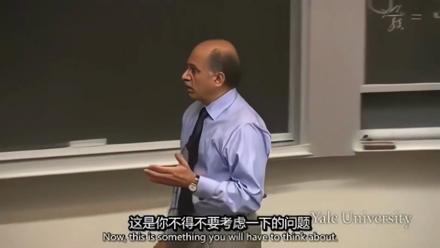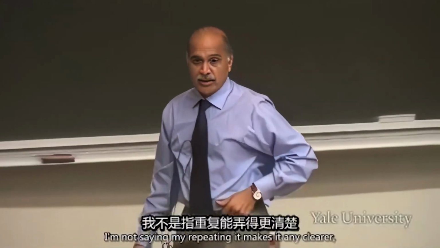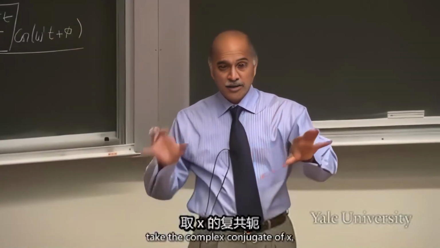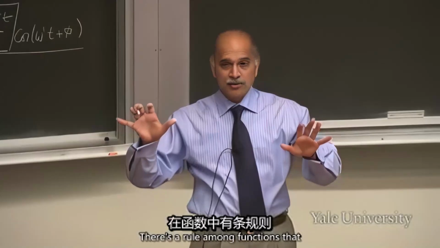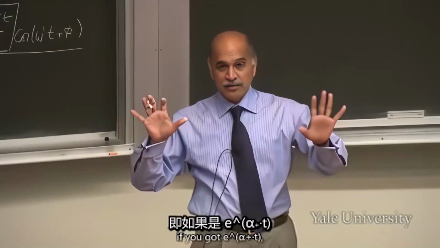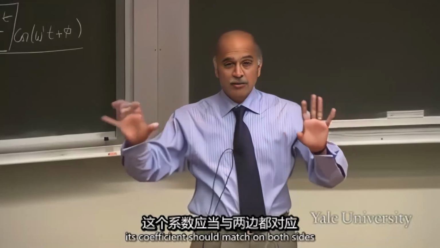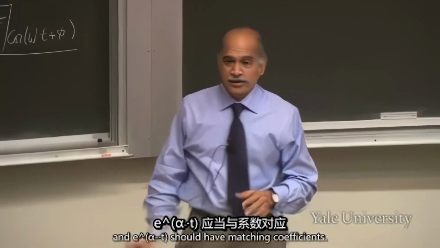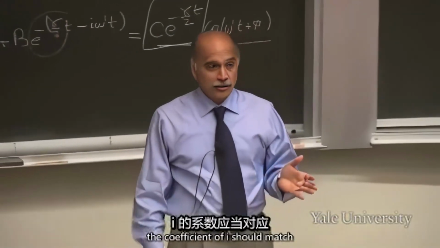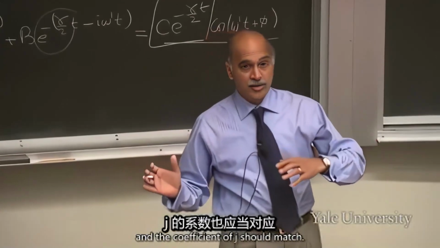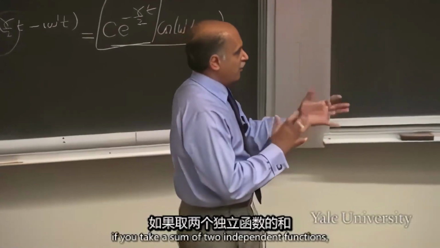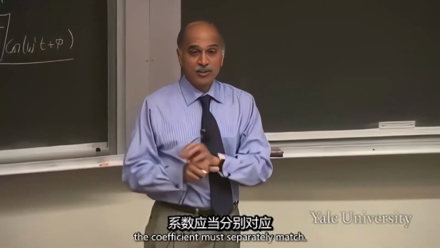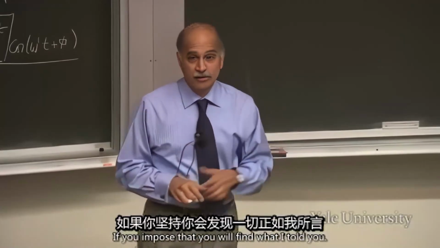Now, this is something you will have to think about. I'm not saying my repeating it makes it any clearer. So what I want you to do is take the x, take the complex conjugate of x, equate the two sides. That's a rule among functions that if you got e to the plus alpha t, its coefficient should match on both sides, and e to the minus alpha t should have matching coefficients. It's like saying when two vectors are equal, the coefficient of i should match and the coefficient of j should match. There's a similar theorem that if you take a sum of two independent functions equated to a sum of two other same independent functions, the coefficients must separately match. If you impose that, you will find what I told you.